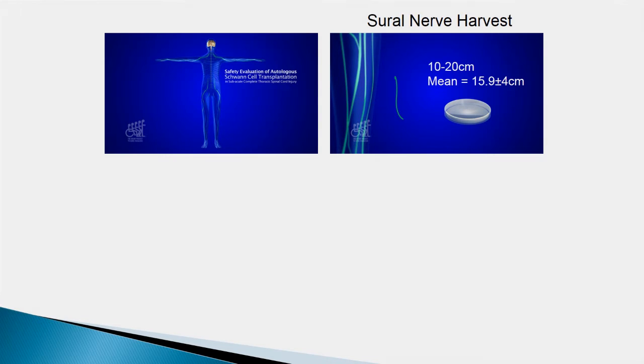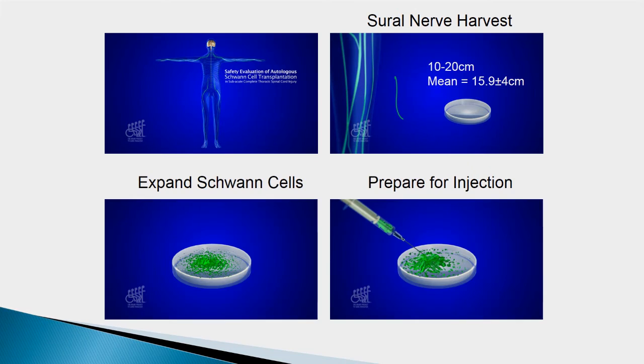So a diagram of what the overall trial is demonstrated here. We take a sample of the sural nerve, which is a peripheral nerve in the leg. That's for sensation only. We take about 10 to 20 centimeters of that out of the leg, and we put it into the cell culture dish. The average for all 6 individuals that we transplanted was about 16 centimeters in length that we took.